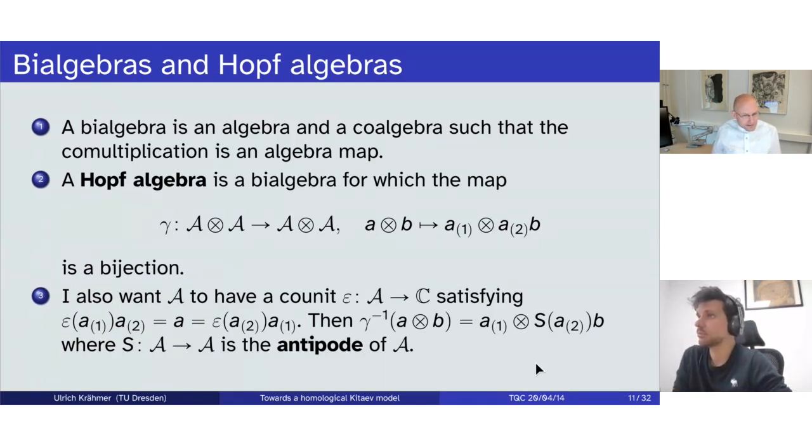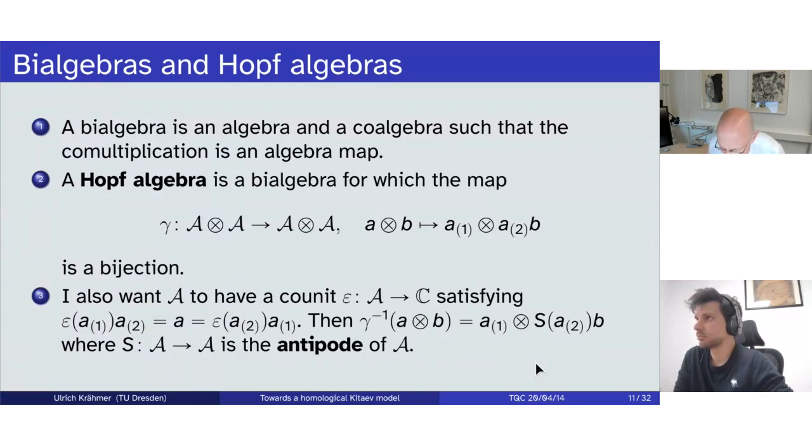I have a question. Yes? So you define the Hopf algebra condition to be on gamma being bijective. So that may determine the antipode S.